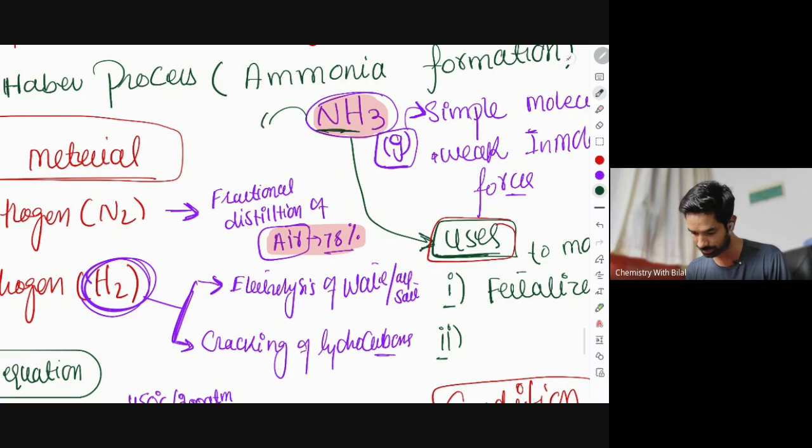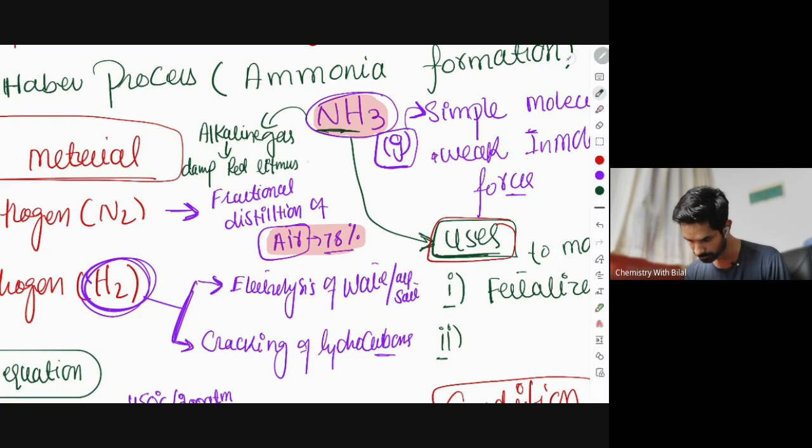It's the only alkaline gas. In our syllabus, what is its test? Does anyone remember the test of ammonia? It's an alkaline gas which turns damp red litmus blue. That is the test of this gas. It is an alkaline gas. In the presence of this gas, damp red litmus paper turns blue. If the litmus paper turns blue, that means the gas is ammonia gas.